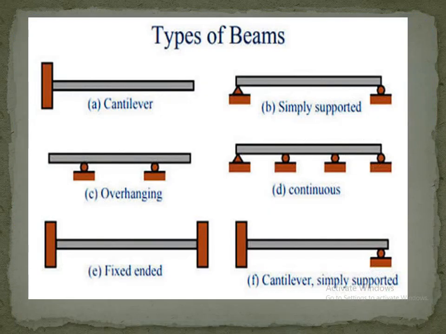Welcome back again. We are going to discuss the different types of beams. In the universe, everything is composed of different types of elements. Similarly, a building is composed of different types of structural elements, of which the beam is one. The beam rests on different types of supports. So what are supports, and how many types of supports are there?